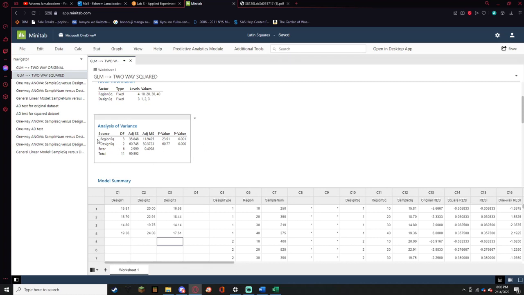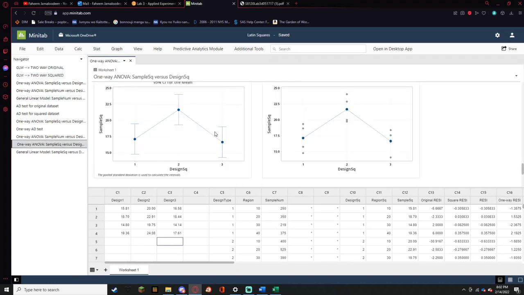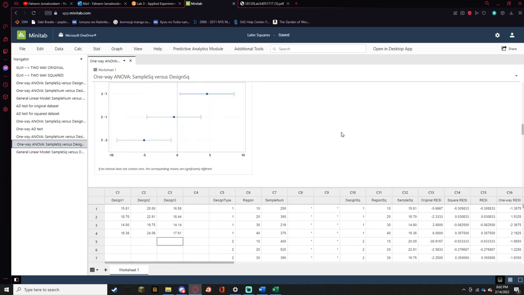It is not just region that is being the nuisance factor. We are also observing something with our design. What do we do now? We now have what we need to perform a one-way ANOVA test. Go back to our transformed data set, perform a one-way ANOVA, and do pairwise comparisons between these groups.